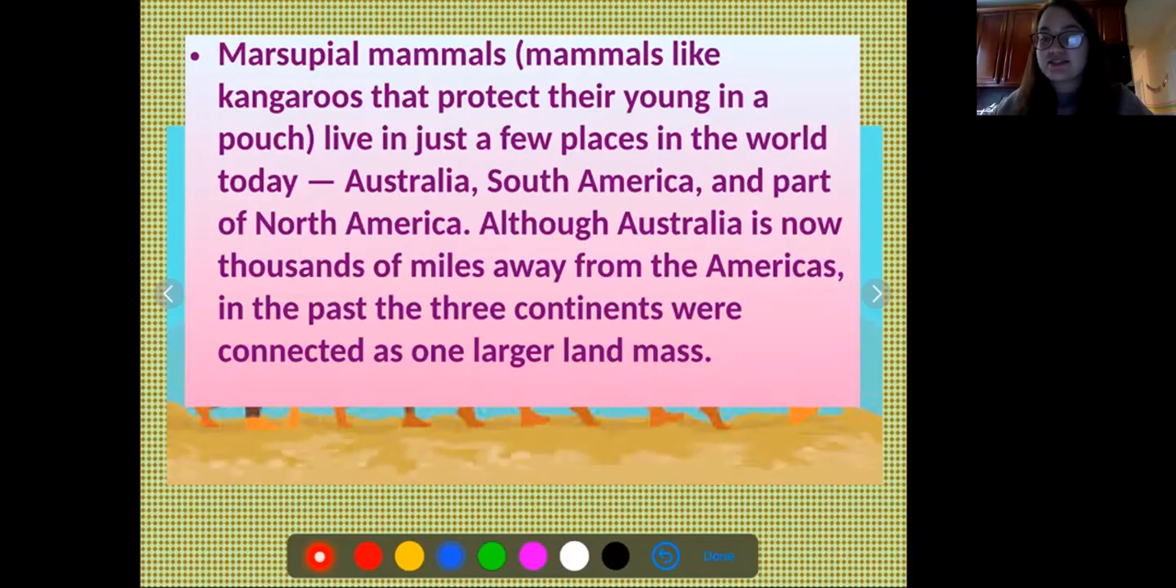So what type of evidence is this? Well, since we're talking about the Earth, we are talking about geological evidence here because this is something that has to do with the Earth and its environment.